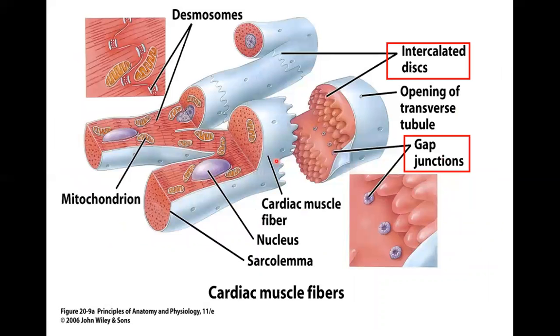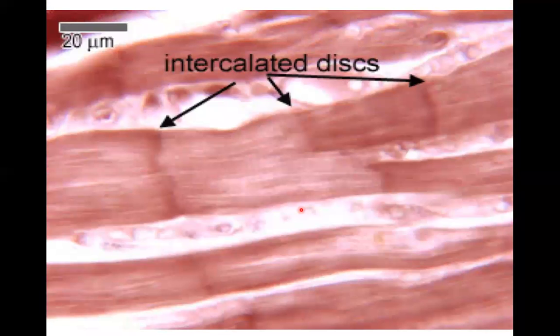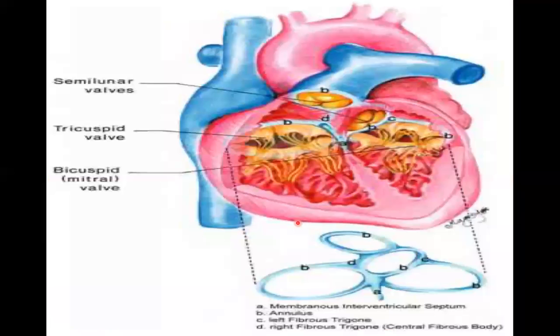We can see it like this, it is branched. This is a slide with hematoxylin eosin stain, and you see it under the microscope like this. This is the myocardium. This is the myocardial layer. This is at higher power of magnification. See the intercalated discs.